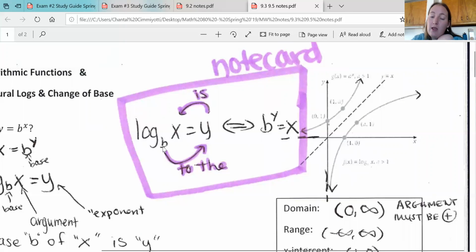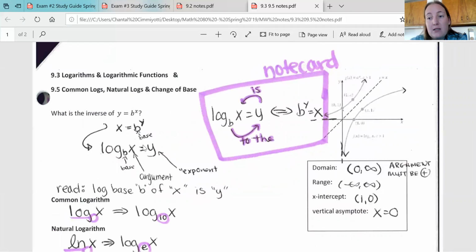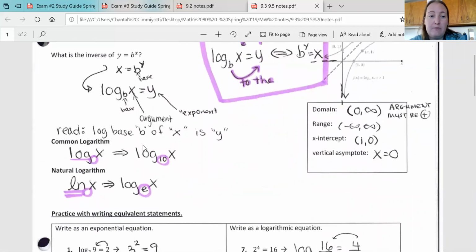So the easiest way to think about it is this counterclockwise motion. B to the y is x. You can see the equal sign, but you have to skip over. B to the y is x. If you have a note card available to you, I would highly recommend that you write this down on it, because it's going to be the key to a lot of the properties as well as the solving of logarithmic equations. If you don't have a note card, then I suggest you memorize it. And hopefully by doing a lot of practice, it'll become kind of second nature to you anyways.